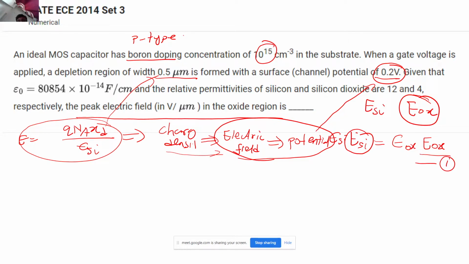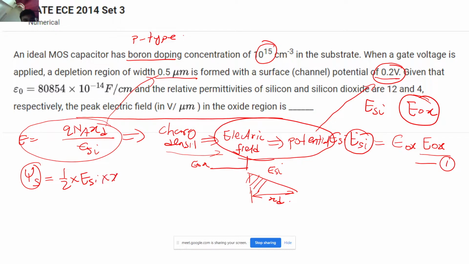So what I will be doing is I will use the potential that is dropped near the surface. You have the electric field diagram like this, right? There is an EOX that is present, there is a certain discontinuity and you have an ESI over here, and this is our XD, correct? The integration of this part should give me the potential that is dropped across the silicon, near the surface, that is the surface potential, right? So it is nothing but half into ESI into XD, correct?